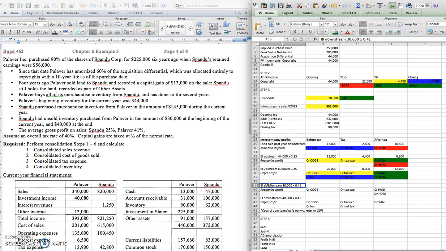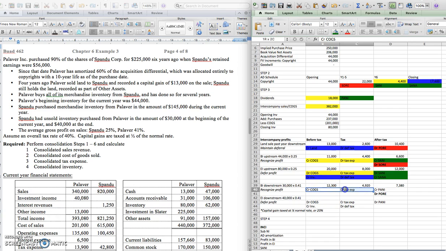Now it's time to take a peek at these downstream transactions. The first one, it tells us that Spandu had unsold inventory purchased from Palaver in the amount of $30,000 at the beginning and $40,000 at the end. So these are the figures we're going to want to be using. It also gives us a different average gross profit on sales, so we need to factor that in. So 30,000 times the 41. Remember the same tax rate between the companies in this particular example. That won't always be the way. And the final is just a difference between the two.